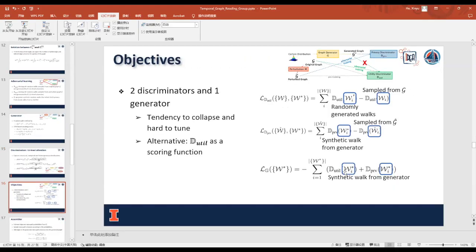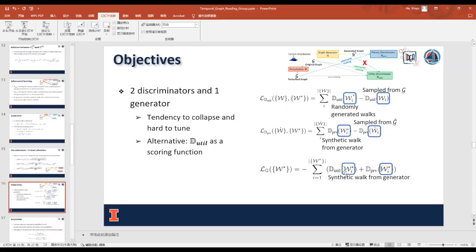So given the structures, we try to train the complex generative adversarial network. As you may observe, there are two discriminators and one generator. Given that adversarial training itself can be hard, and having two discriminators can be harder to train, it may have a tendency to collapse.